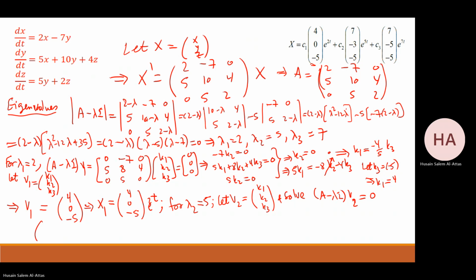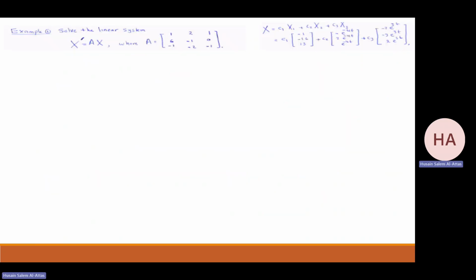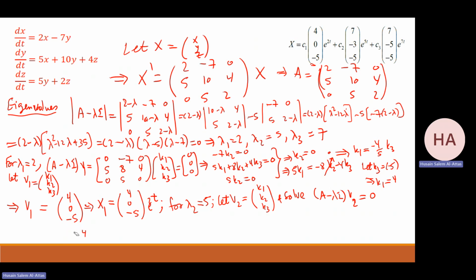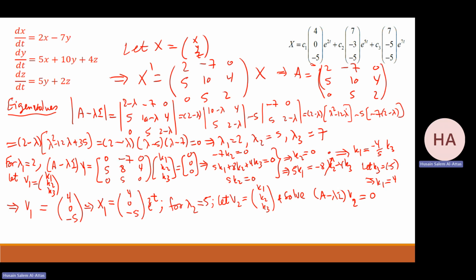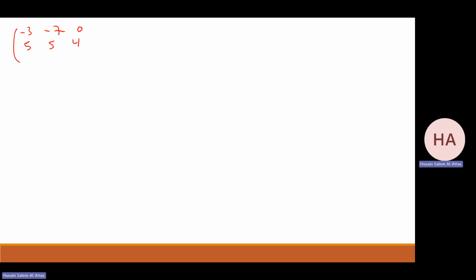So that is A minus 5 I. I need another page. Okay, so it is the system. It will be 2 minus 5, which is minus 3, minus 7, 0; 5, 5, 4; 0, 5, minus 3, times K1, K2, K3 equals 0, 0, 0. And to solve this system, it's a little bit complicated.